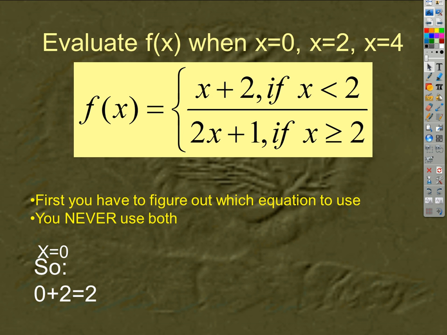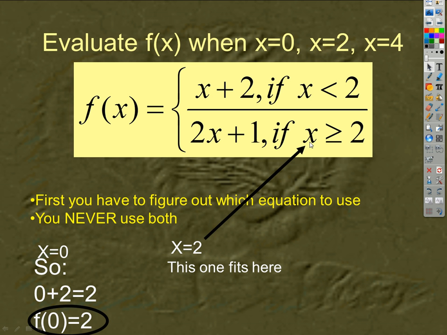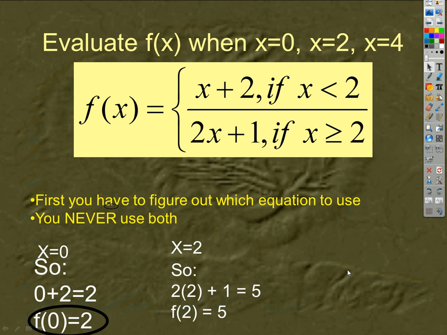What about when x equals 2? Where do I plug that in? Top or bottom? Which one switched on? Bottom, isn't it? Because when x equals 2, well, 2 is not less than 2, but 2 is greater than or equal to 2, isn't it? It's equal to 2. So that means the bottom is switched on there, so I'd plug the 2 into the bottom and get 5 for my answer, right? Okay, what about at 4? Bottom, good. And if I plug it into the bottom, 2 times 4 is 8 plus 1 is 9, right? So there you have it.